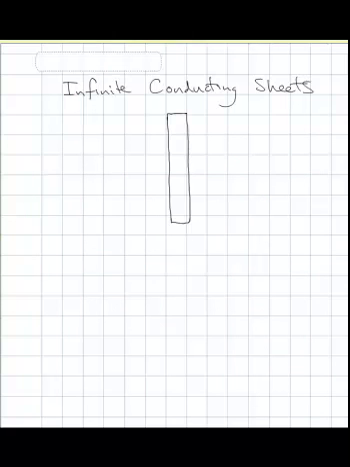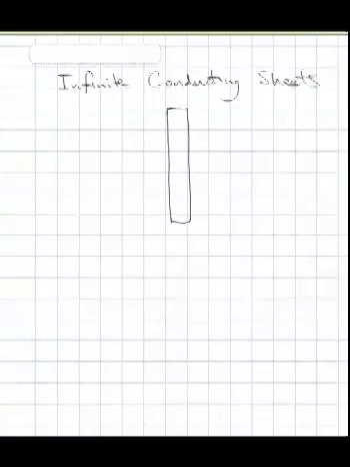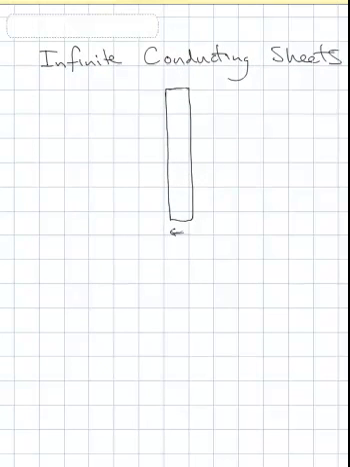Here I'm showing a small section of an infinitely large conducting sheet. So we're seeing the thickness of the sheet here, and the sheet runs perpendicular to my writing surface, and it's infinitely large. If we could put a bunch of charge on one side of this conducting sheet, how would that charge distribute itself over the conducting sheet?